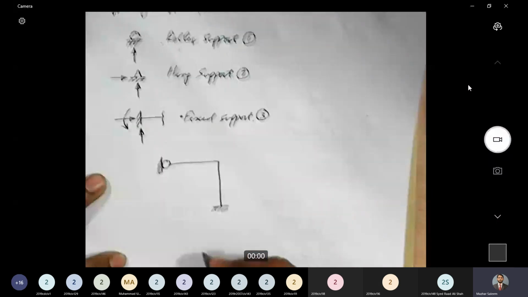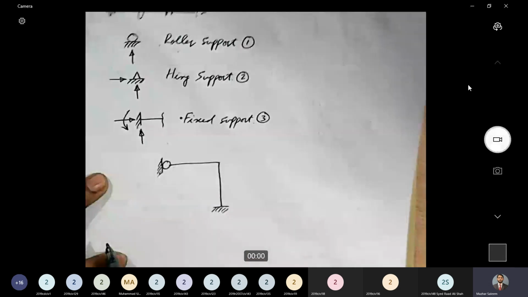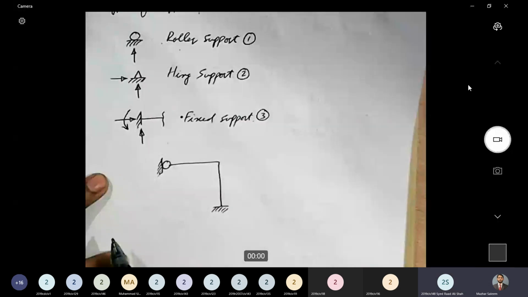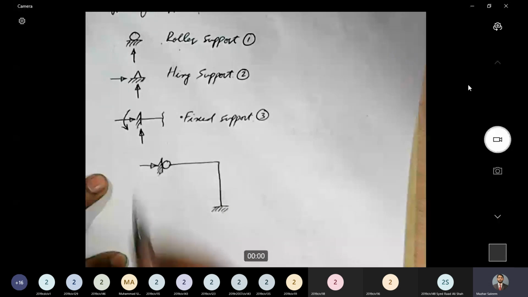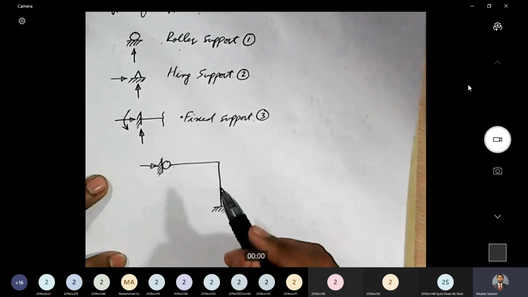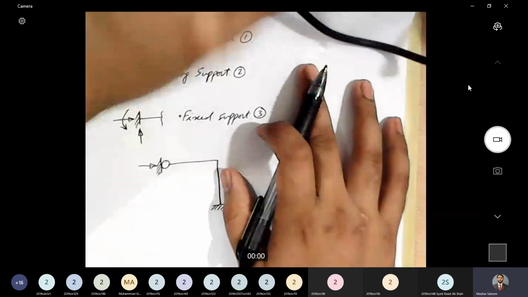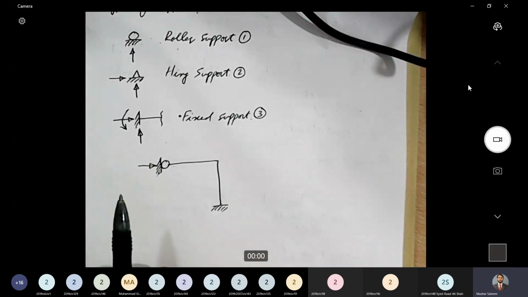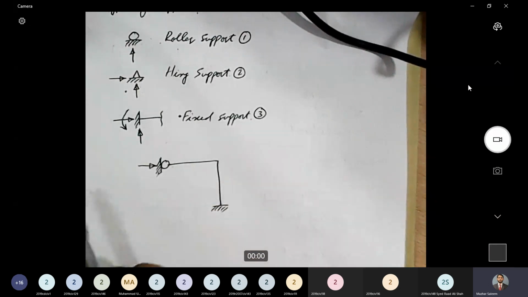Now, in this case, what do you think? What will be the direction of reaction at the roller support? Will it be vertical? Horizontal. It will be horizontal. That's right. So in this case, horizontal reaction will be developed at the roller support. So defining roller support as the one that can generate vertical reaction only is not the right way. A roller support is the one that can generate reaction normal to the supporting surface, and similarly a hinge is the one that can generate reaction normal and parallel to the supporting surface.